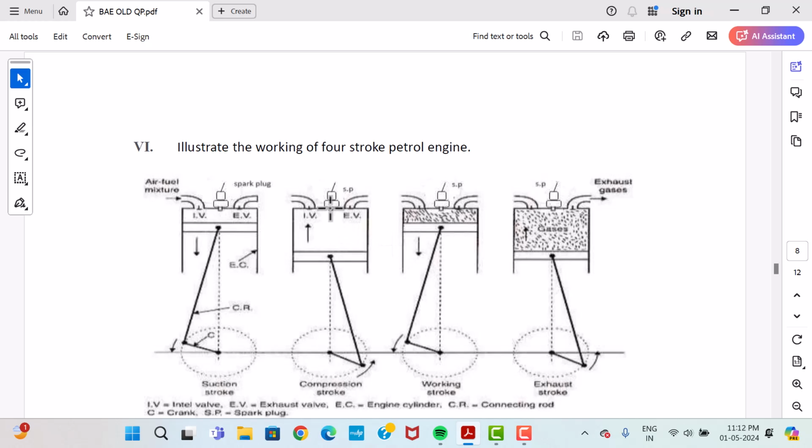Due to this burning, an explosion takes place in the cylinder so that the movement of the piston from TDC to BDC takes place. Due to the ignition from the spark plug, the pressure and temperature increase further. So the piston moves down.